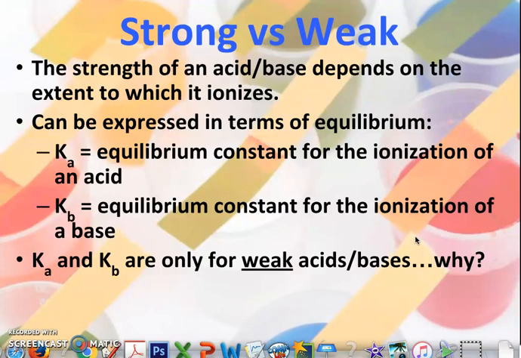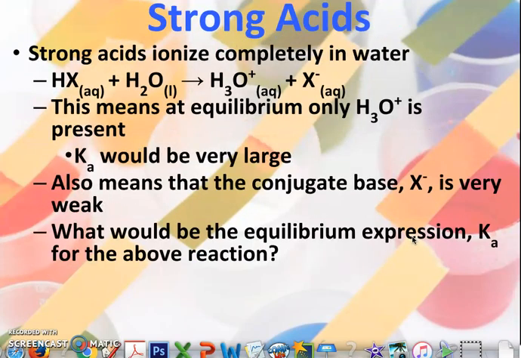A strong acid or base is going to 100% ionize, which means there's no reverse reaction. Your Ka would be so large, so incredibly product favored, that it's not really a useful quantity at that point.